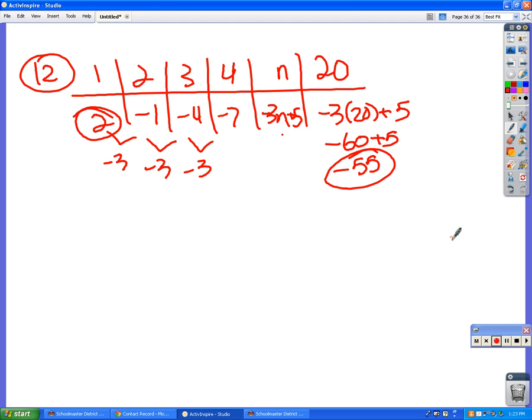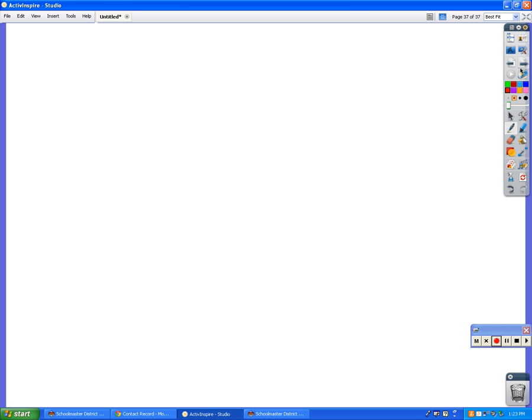So those should be pretty easy when it's going up or down by the same amount every time. What it goes up or down by is what goes in front of the n. And then you need to figure out what you add or subtract to that to make it work. Yes, I will. I'll give you a number of examples.